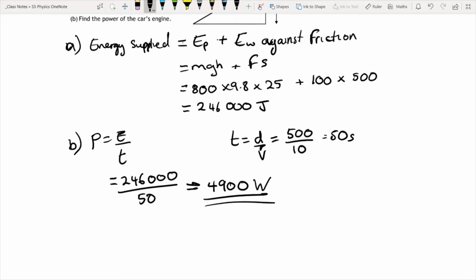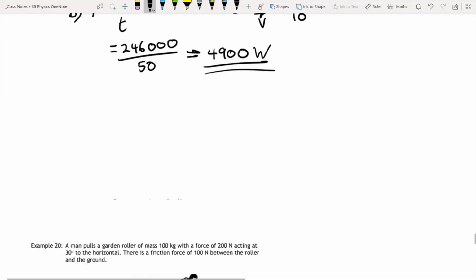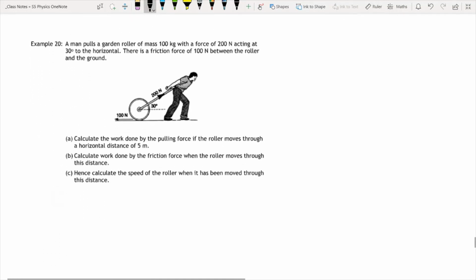Right, the last question should look familiar because it is sort of the diagram from one of the earlier questions that we had gone through. So, am I okay to move on? So we've got a man pulls a garden roller of mass 100 kilograms with a force of 200 newtons acting 30 degrees to the horizontal. So remember, we had this guy pulling it before and we had to work out what the horizontal component was. There's a frictional force of 100 newtons between the roller and the ground.